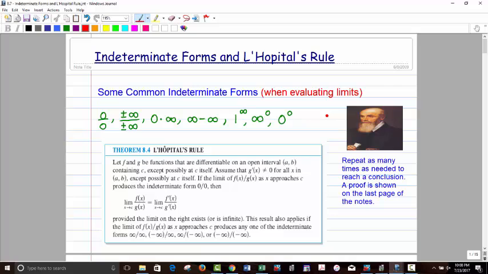Now you might be thinking something, especially since a couple of these might look kind of weird to you: 0 times infinity and 1 raised to the infinity. We're not saying literally the number 0 times infinity. What we're saying is it's the limit of two things multiplied together where one is approaching 0 while the other one is approaching infinity. So it's not just the number 0 times infinity.